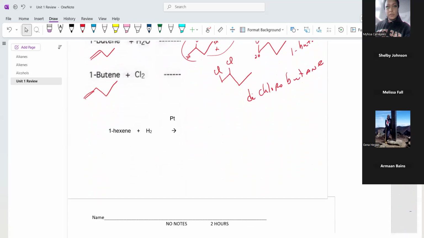Okay, 1-hexene. This is going to be like this. And we're adding hydrogen gas, H2, across the double bond, and there'd be no mix. So we're just going to change the double bond into a single bond, making hexane.